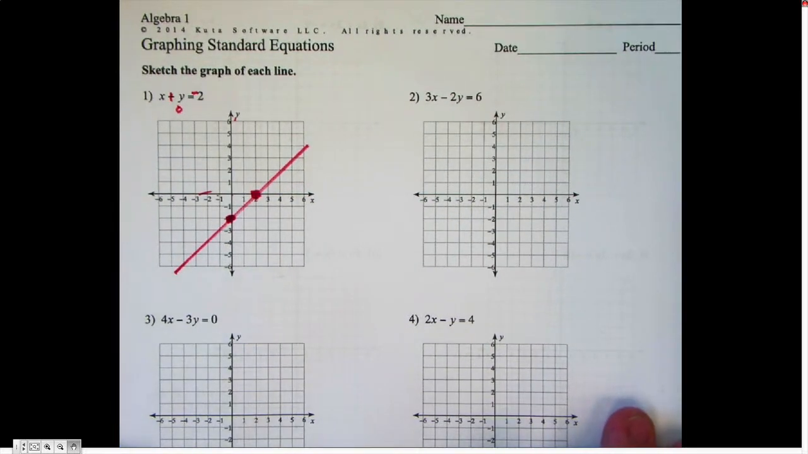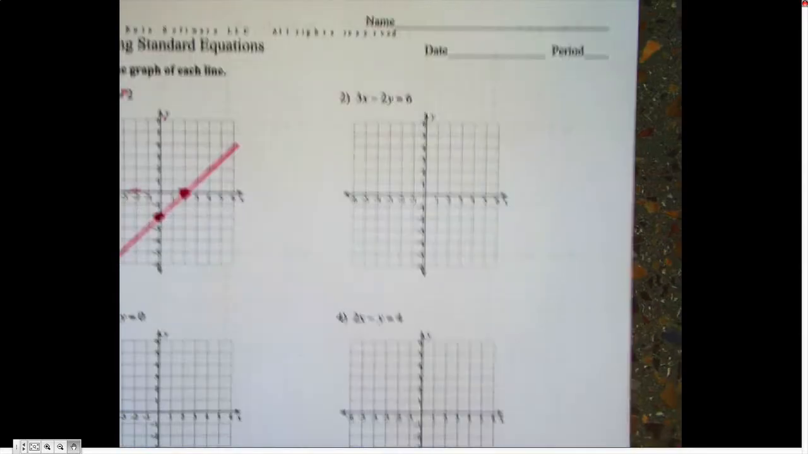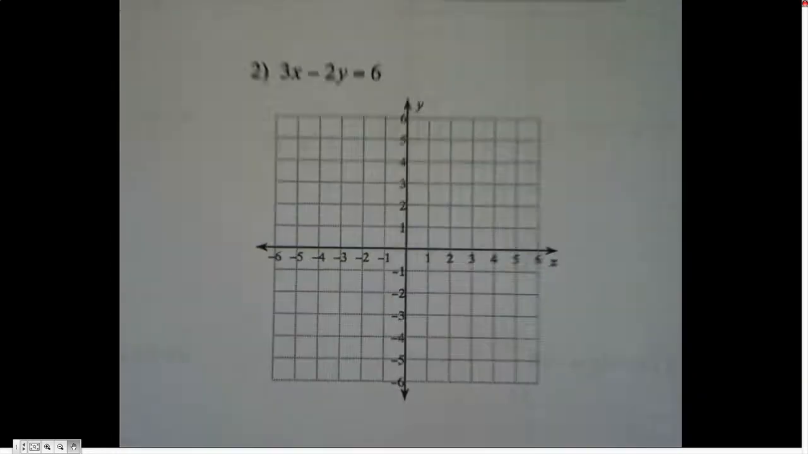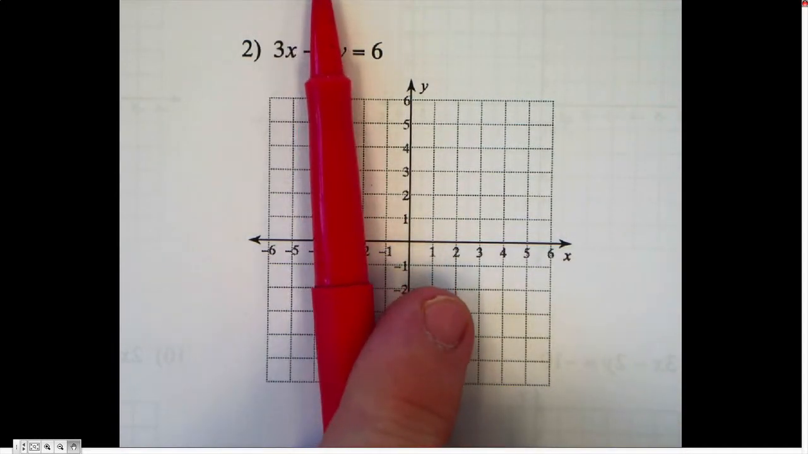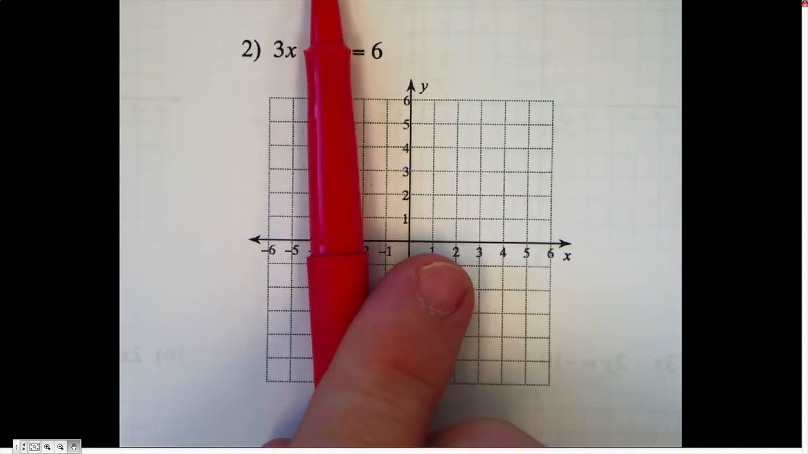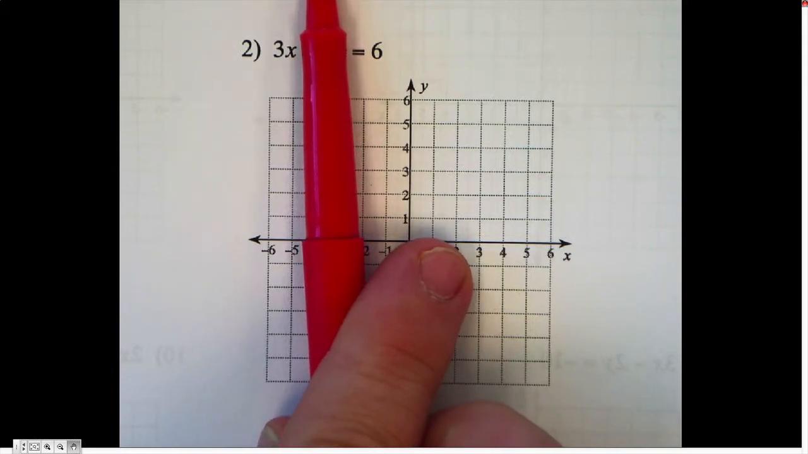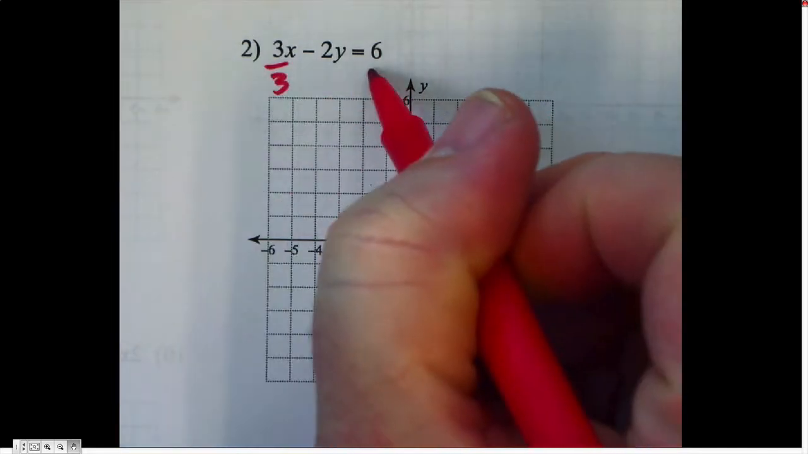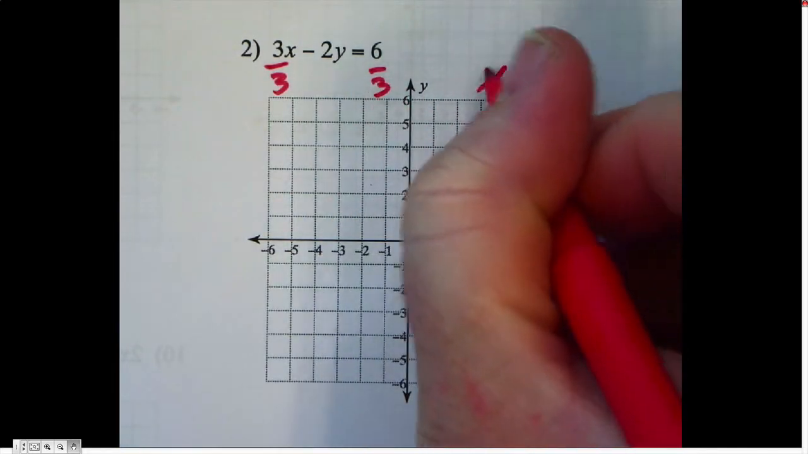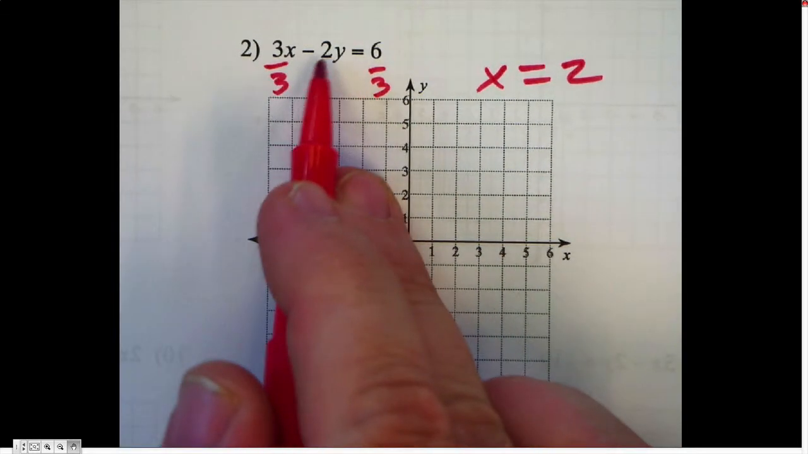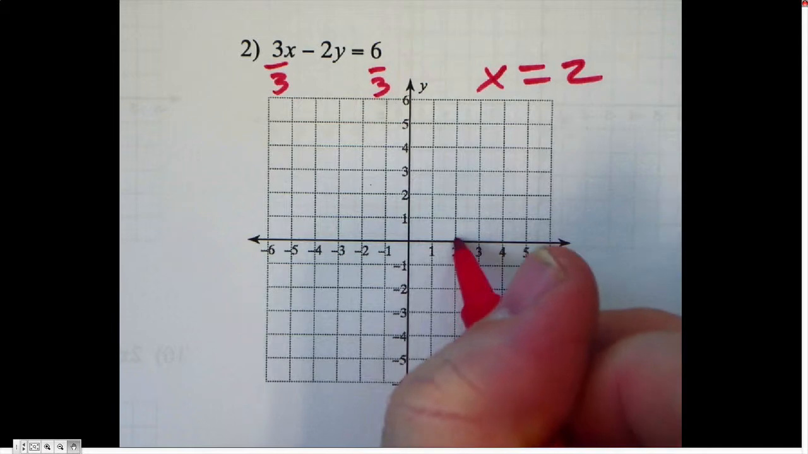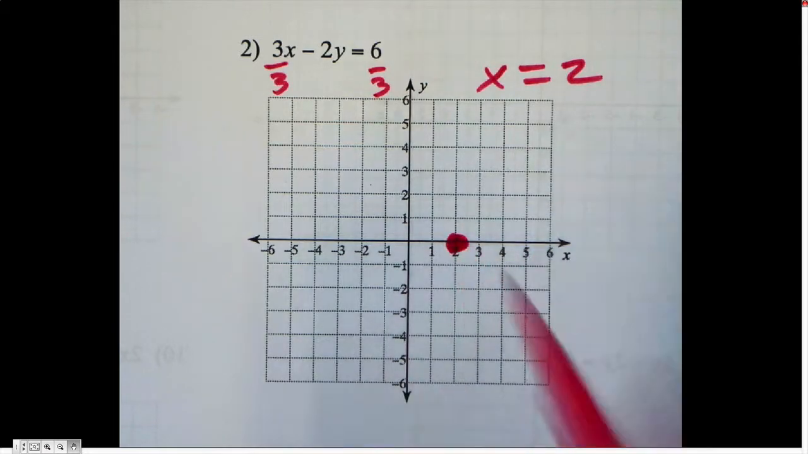Okay, so number 2. And I'll zoom in so you can see it a little better. All right, once again, let's cover up the y. And we see 3x equals 6. Well, to get that, we need to divide by 3. Divide by 3, now we have x equals 2. So when we change y to 0 and all that goes away, x is 2. So we put a point right there.